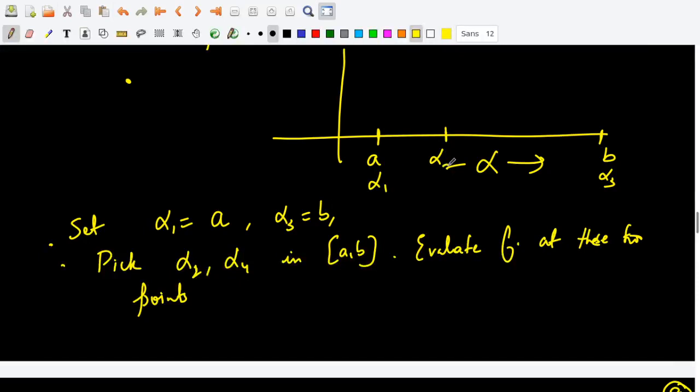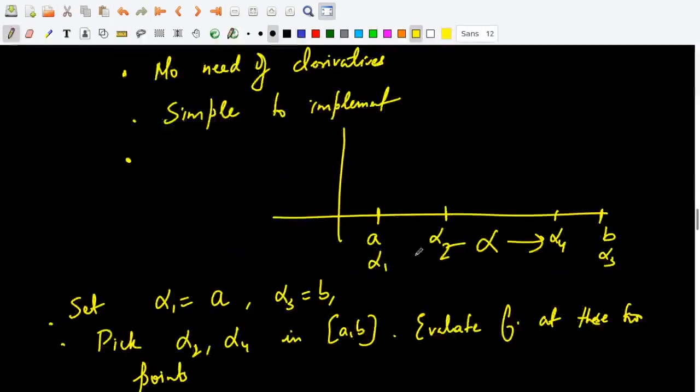So this would be alpha 2 and this would be alpha 4. So we are free to pick alpha 2 and alpha 4. In the beginning, we may just take the middle values just to be safe. Once we have these 4 points, alpha 1, alpha 2, alpha 3 and alpha 4, we can try to make a plot, and this could be in various shapes and sizes.